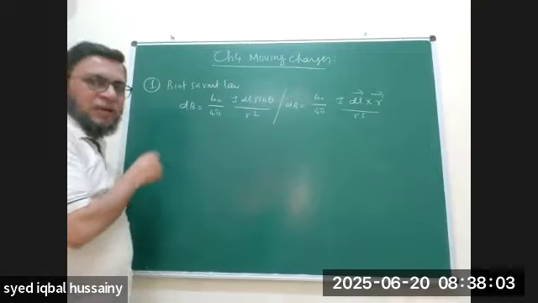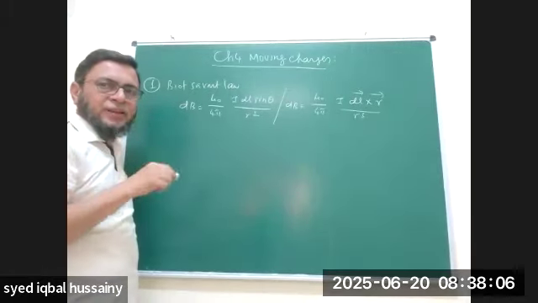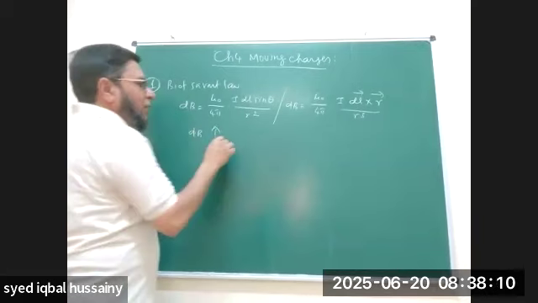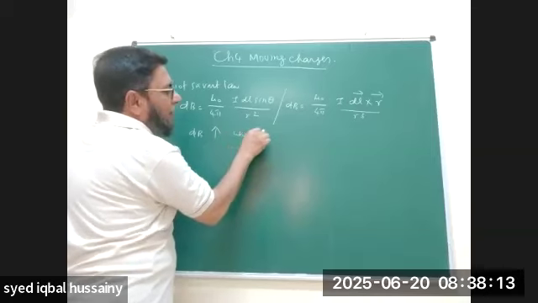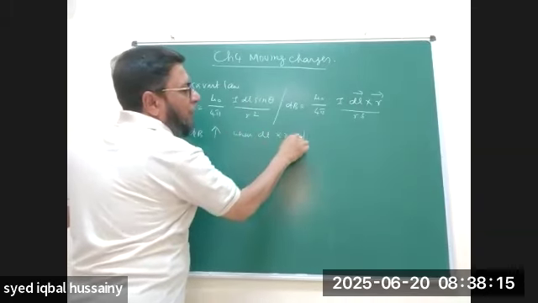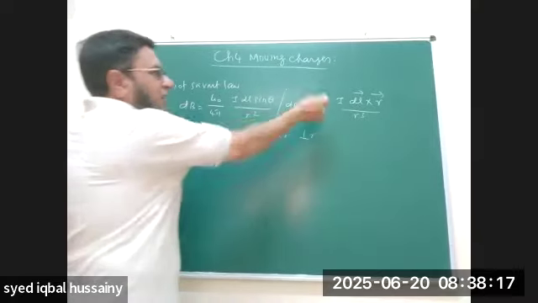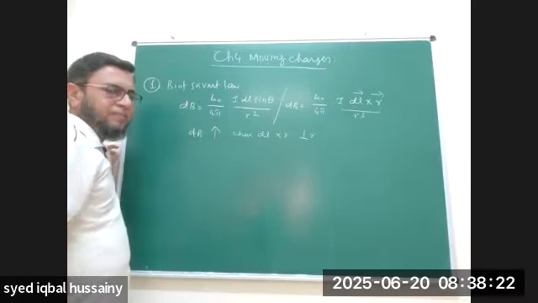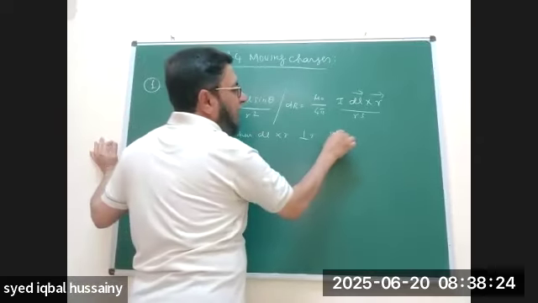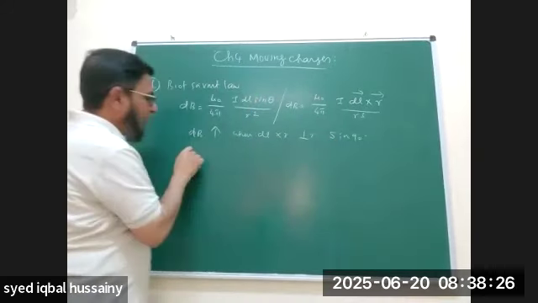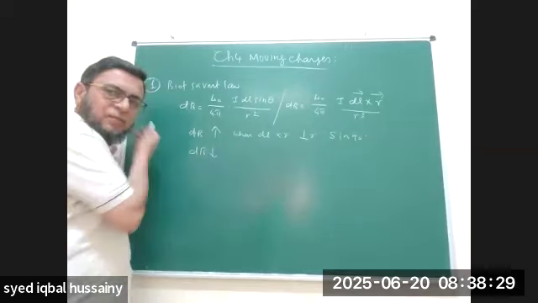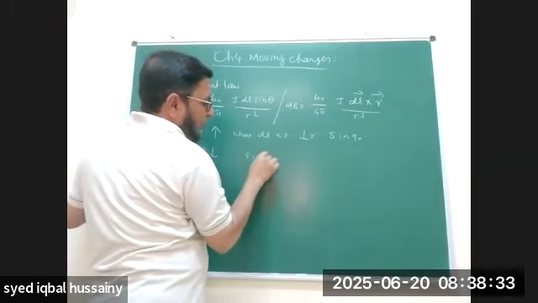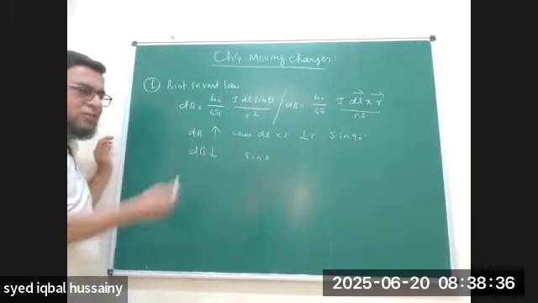And when the dB is maximum, that also you should know for doing numericals. dB is maximum when dl and r are perpendicular, that is sine 90, and sine 90 is 1. So dB is maximum. And dB is minimum when it is 0, that is sine 0 degree, so dl cross r is 0. That is also you should know.